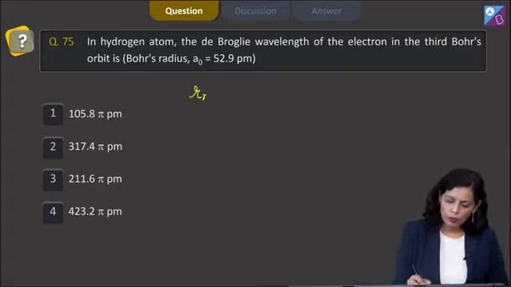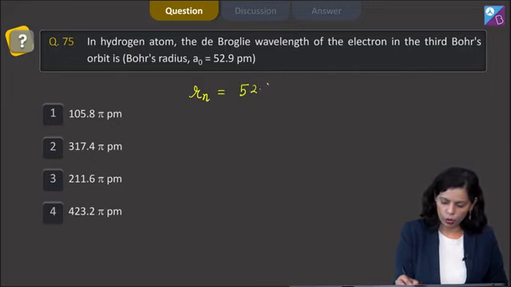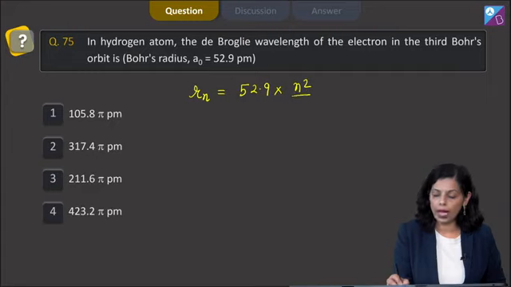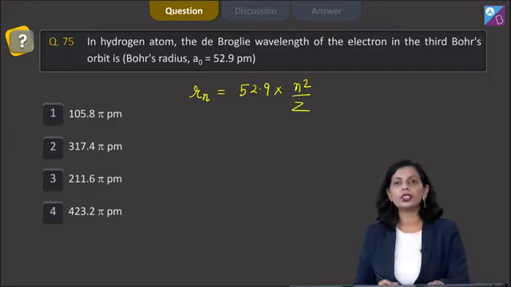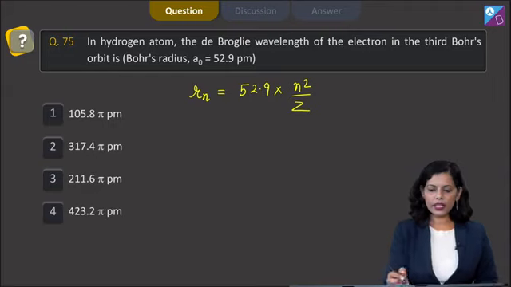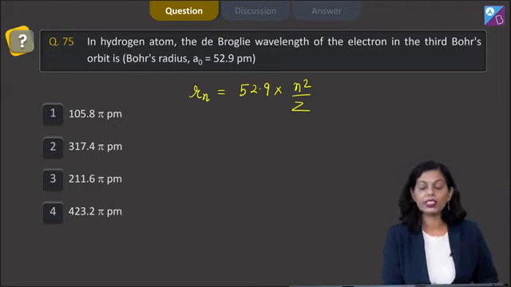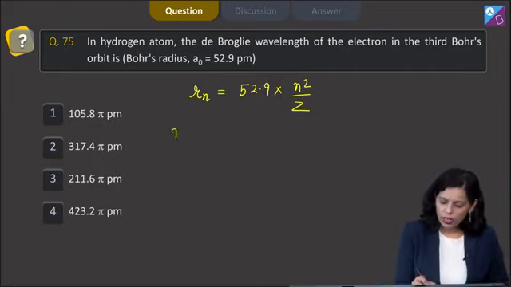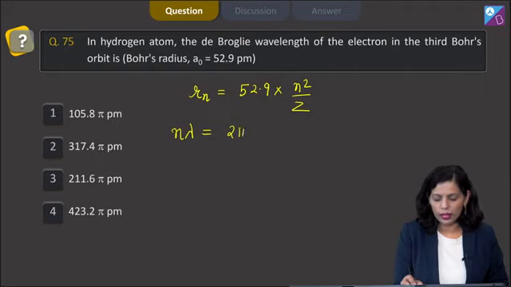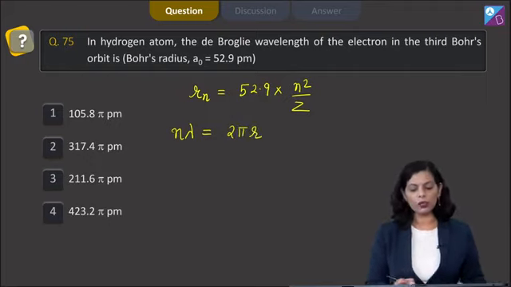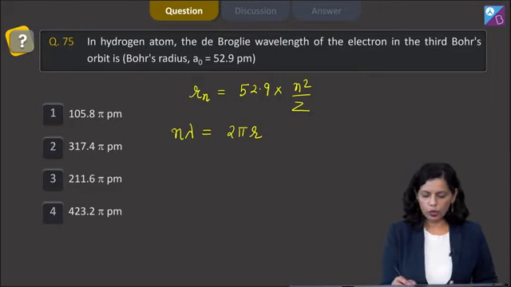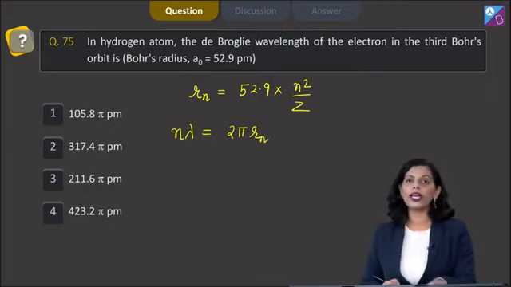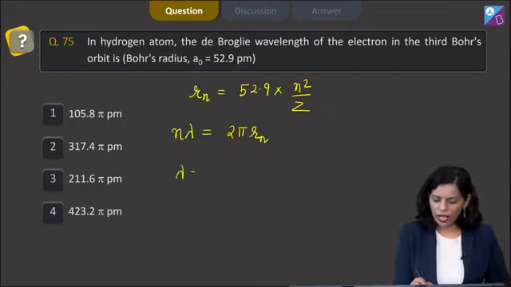So, which formula do we use? Rn is equal to A naught, that is 52.9 n square by Z for nth shell, right? Now, in this case, they are not asking about the calculation of Bohr's radius, they are asking for the calculation of de Broglie wavelength. So, which expression am I going to use? n lambda is equal to 2 pi r. Can I use this? Yes, I can use this, and Rn value we have to take here, because with respect to nth orbital we need to proceed, okay? So, in this case, we have to find out lambda value. So, 2 pi rn upon n.